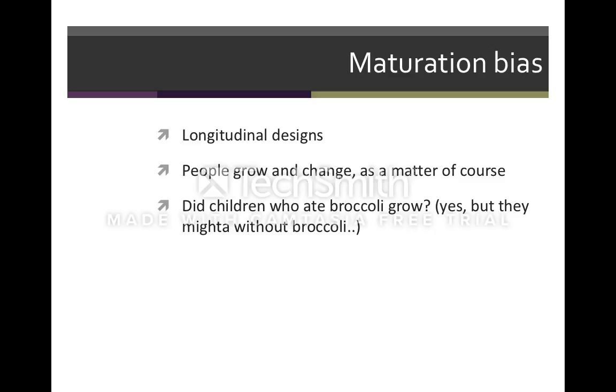So if I'm measuring the relationship between eating broccoli and growing taller, maturation bias might be at play, in that maybe children grew because they ate broccoli, but maybe they just got taller because that's what kids do. And it's important to note that maturation bias is often present in longitudinal studies of children, but it's not limited to children. Adults are also changing and growing. So maturation bias and history bias are two kinds of biases that can be present in longitudinal designs.